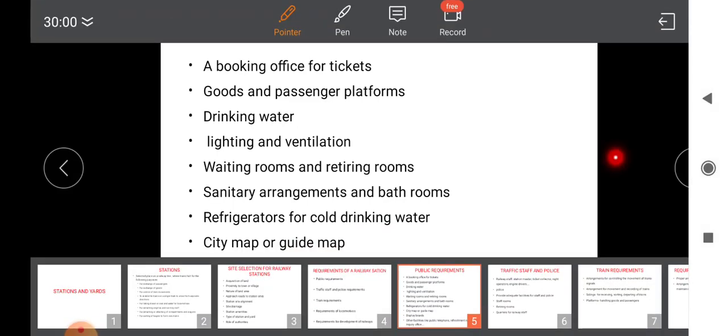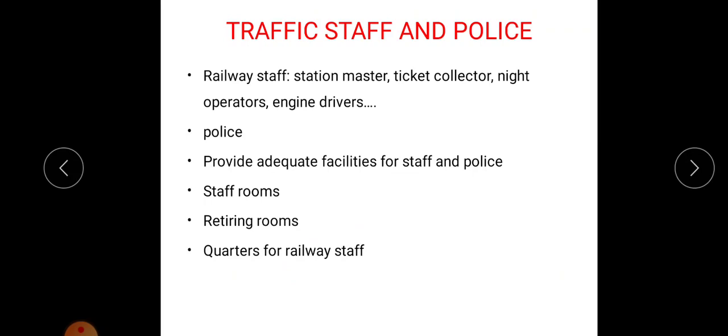Next is traffic staff and police requirement. That is, a station should provide adequate facilities for traffic staff and police as per the requirements to enable them to perform their duties in the best way. In order to do their duties, there should be some basic requirements.